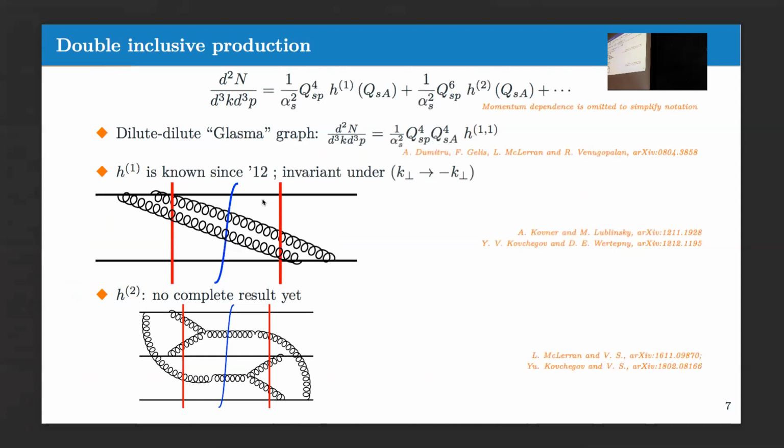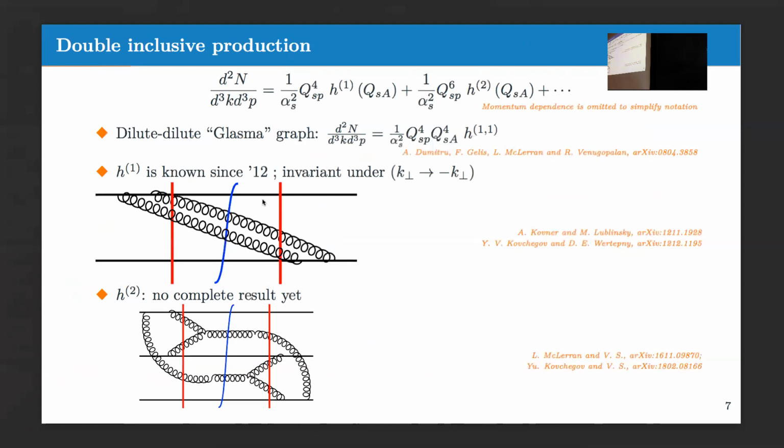So the first term will be the leading order in the saturation momentum of the projectile, its fourth power, and then the first correction will be the sixth one. Okay. And again, what we would like to compute is this series. So the first, what is called Glasma graph, is just a dilute expansion when you also expand this first H1 into the power series and you keep only the leading term. So it's written over here and it was computed quite some time ago.